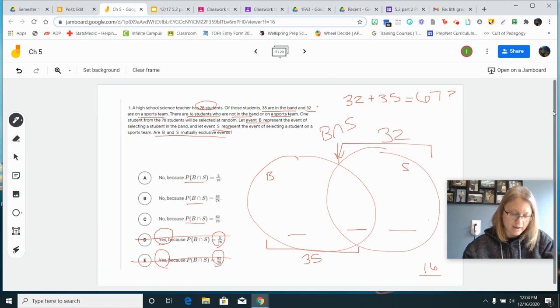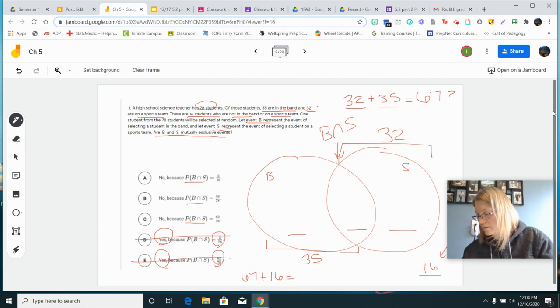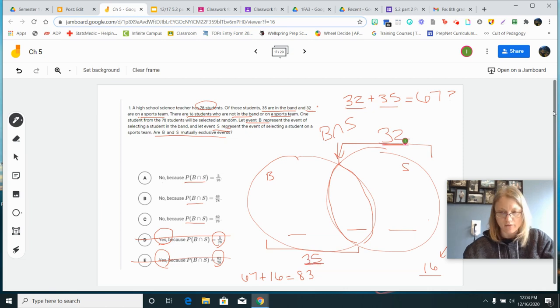I know if I just add up band and sports, I'm going to get 67 kids total. But let's check something out. I already know 16 of them are out here. So if I take 67 plus 16, that's probably not going to get me 78. No, that's going to be 83 accounted for. So that means I've double counted, right? Because the overlap is basically is it happening in the 35 and it's happening in the 32.